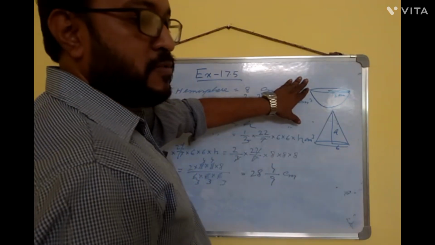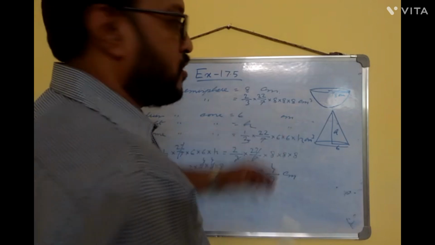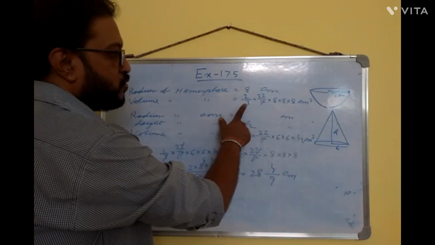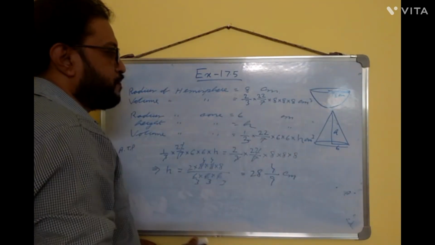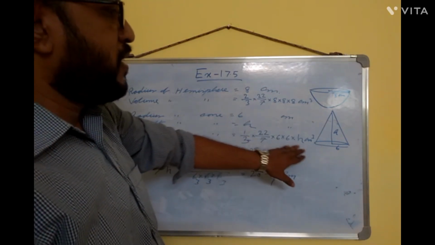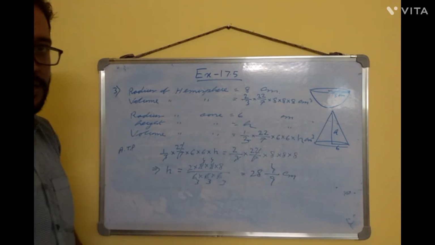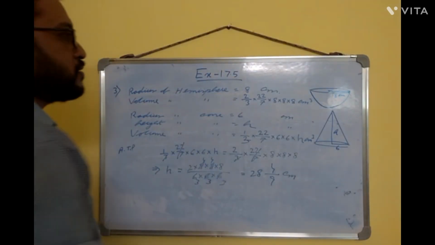Look carefully. The volume of the sphere is 4/3 pi r cube, so the hemisphere will be half of that, 2/3 pi r cube. So that is what I put here. The volume of the cone is 1/3 pi r square h. After that, we make the calculation. Okay, so let's move to another one.